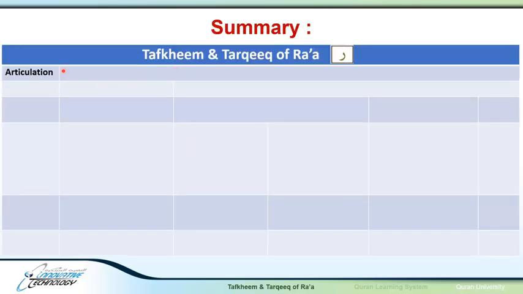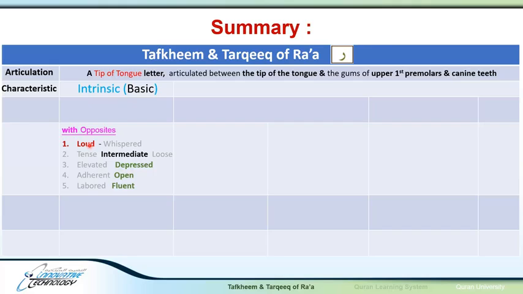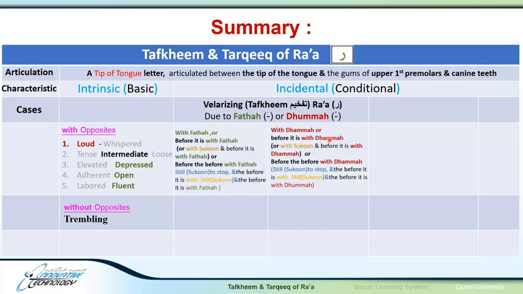In this lesson, we revised the articulation of the ra, and then we revised its characteristics, and we said that the characteristics are classified into basic ones, those with opposite, and mentioned that the ra has a unique characteristic without an opposite, which is trembling. And then we clarified that Tafkheem and Tarqeeq are actually conditional characteristics of the ra, where depending on the condition or the case, either Tafkheem or Tarqeeq would be the appropriate characteristic to be given for the ra. In 8 cases of Tafkheem, 3 of them are related to fatha, 3 are related to dhamma, and 2 are related to some cases of sukoon.